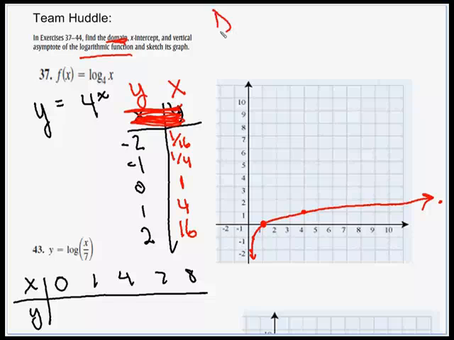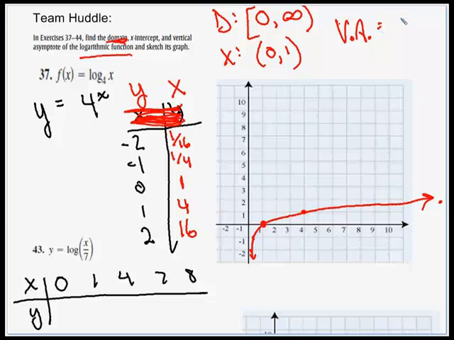And let's see, the domain. Domain is going to be 0 to infinity. We can't put 0 in, so 0 to infinity. The x-intercept is (1, 0). The last thing is the vertical asymptote. We had no shift left or right, so the vertical asymptote is the y-axis. And there we go. Log base 4 of x, there's its graph.